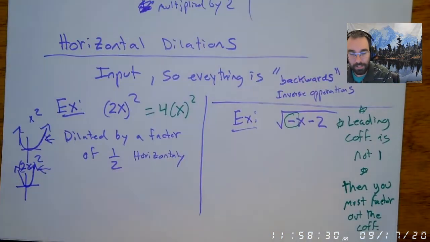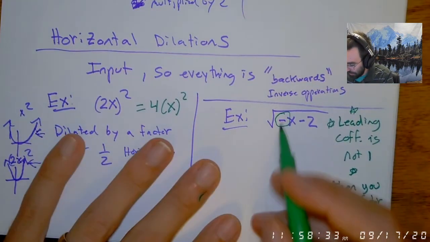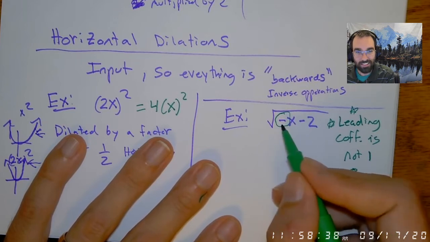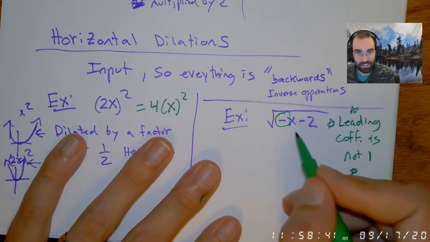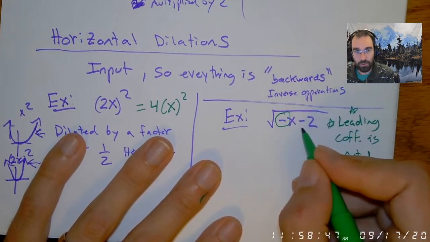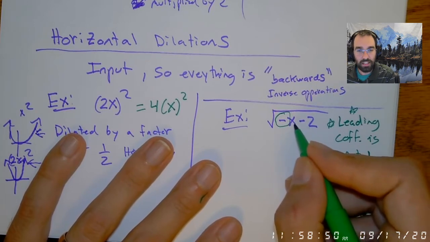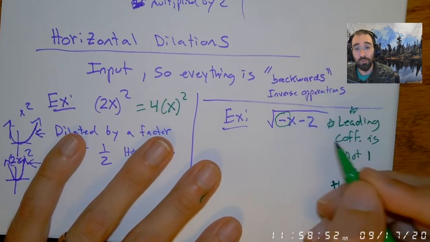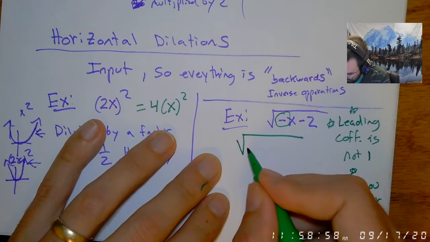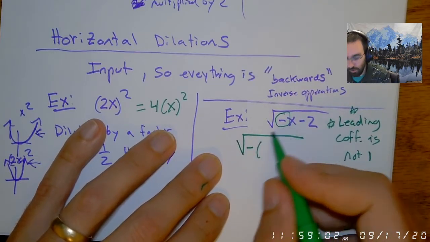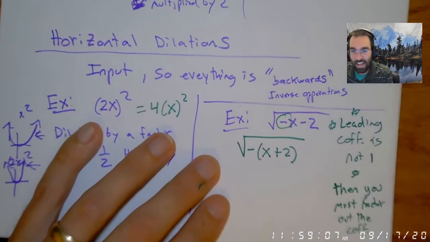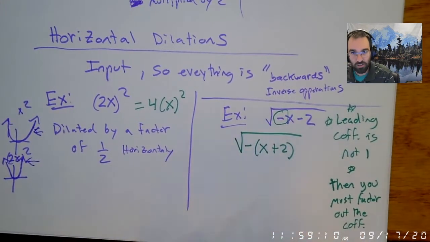Okay, I know that's confusing. I'm trying to spend some time on it. Why do we have to factor out the leading coefficient if it's not 1? Because this coefficient affects the translation. If you were to look at this and say, oh, it's shifted to the right 2, you would be wrong, because this isn't 1. So we're going to factor out the -1. When I do that, x becomes positive and this 2 is positive. Do you see how that changes what we're doing?